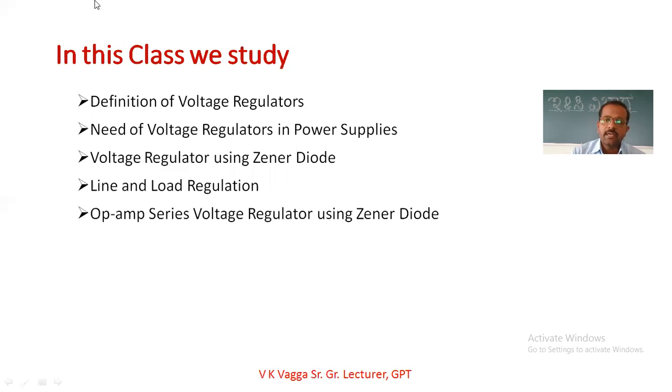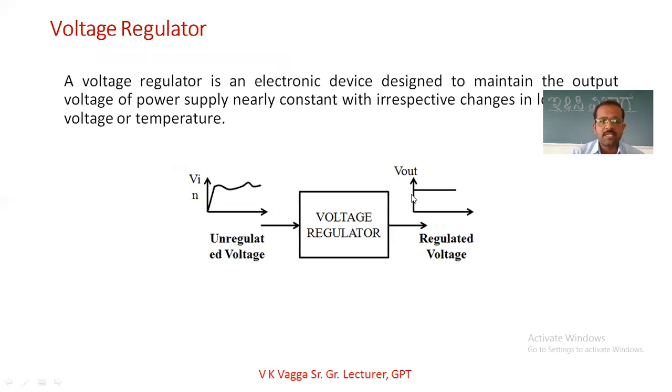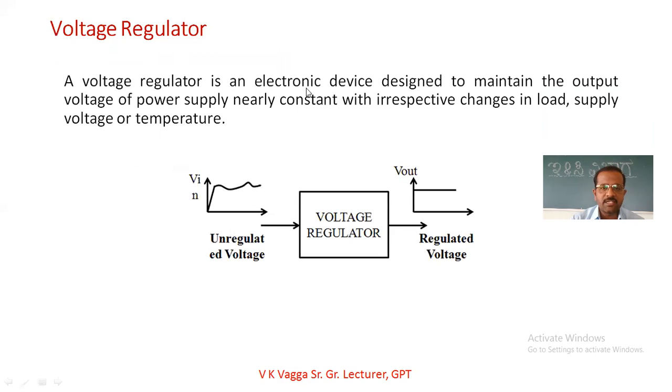If you take the definition of the voltage regulator, a voltage regulator is an electronic device designed to maintain the output voltage of the power supply nearly constant, irrespective of changes in the load, supply voltage or temperature. That is called a voltage regulator.